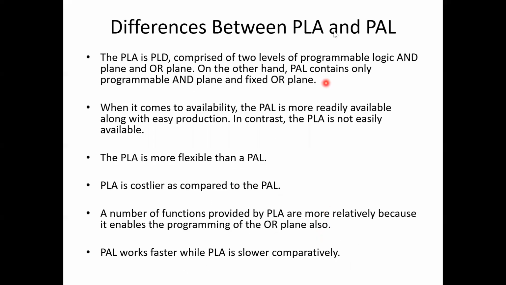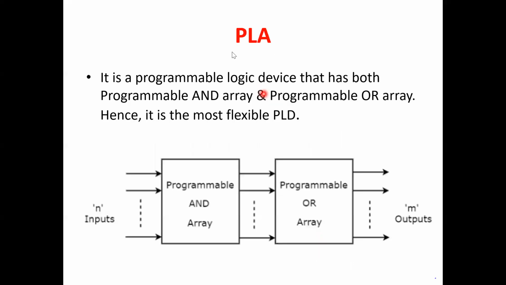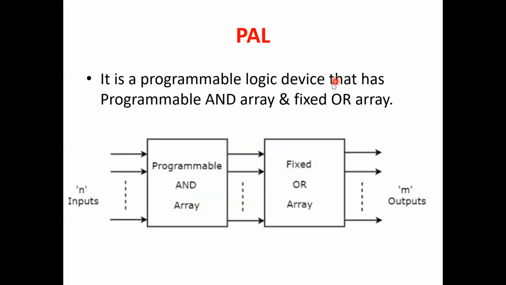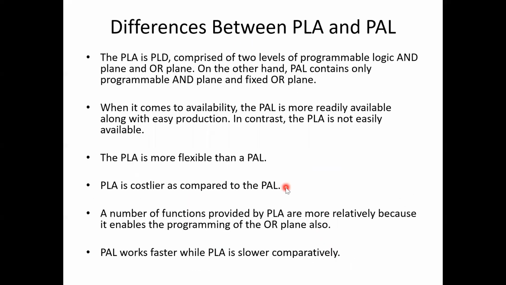The difference between PLA and PAL is, what is PLA? See, this is PLA. Logic array means both the arrays are programmable. PAL means it is only one. Which one is PAL? This is PAL. You have only the AND which can be programmed. So what is the difference? PLA is more flexible than PAL, isn't it? Because you have both the arrays which can be programmed. So PLA is more flexible than PAL, whereas it is costlier because you have to have fuses for both of them. Obviously, it becomes costlier.